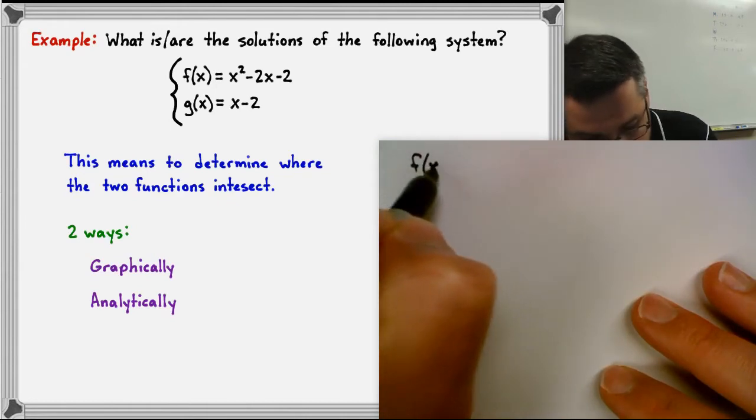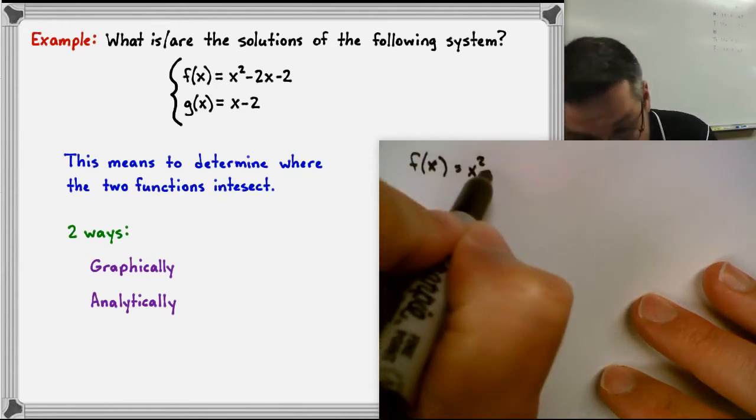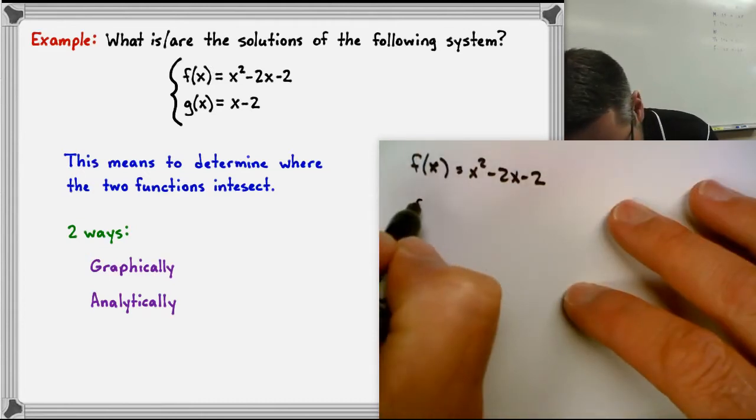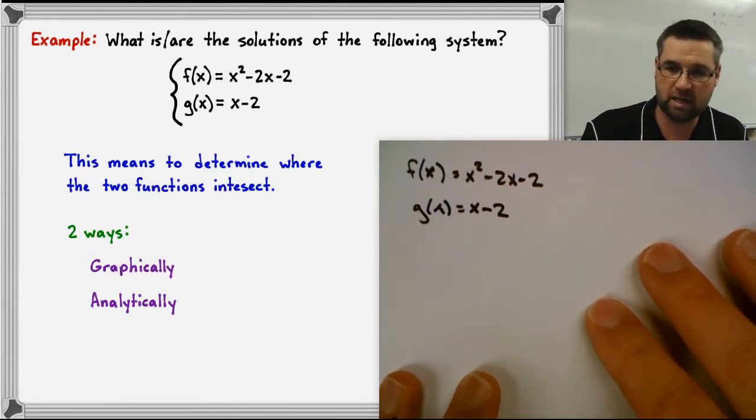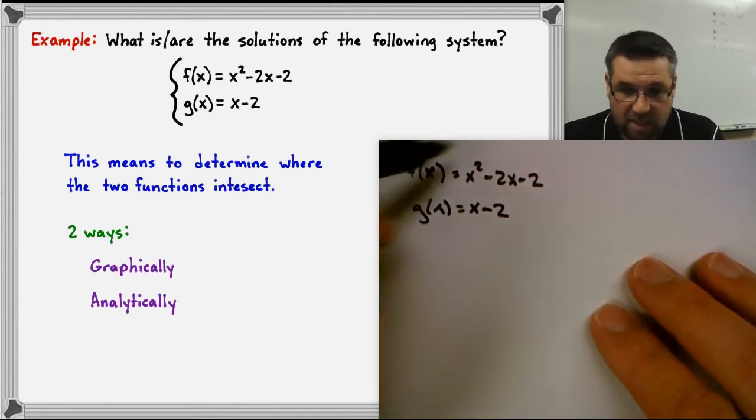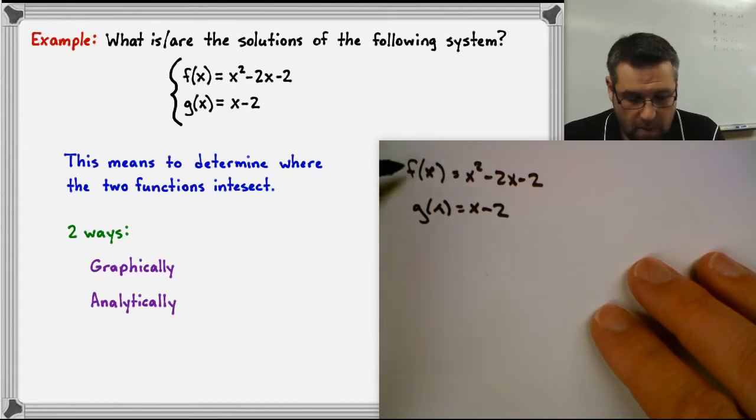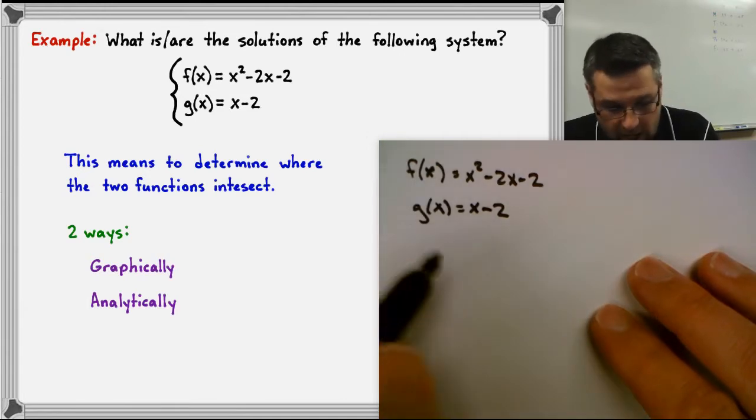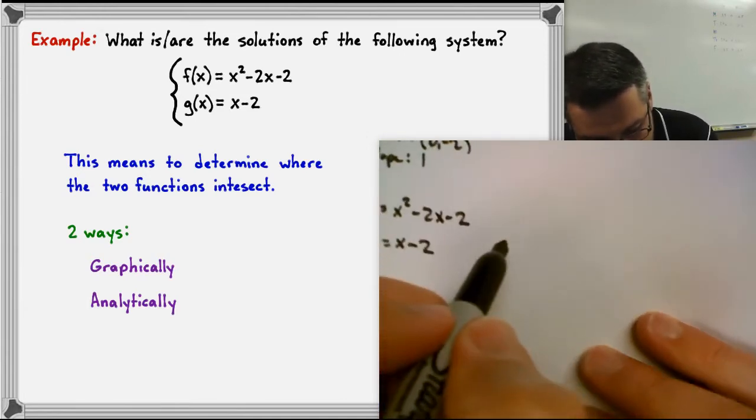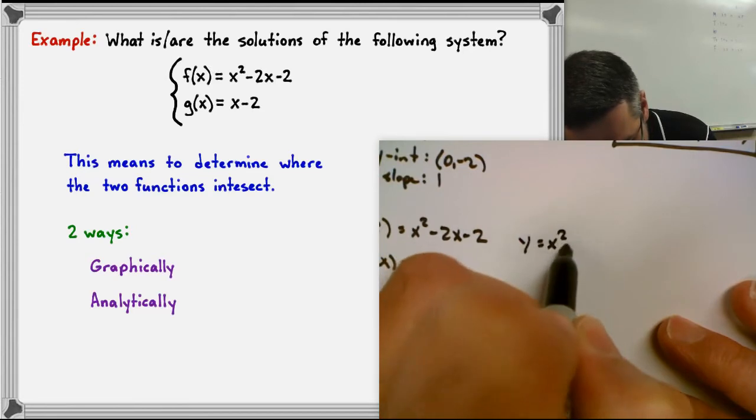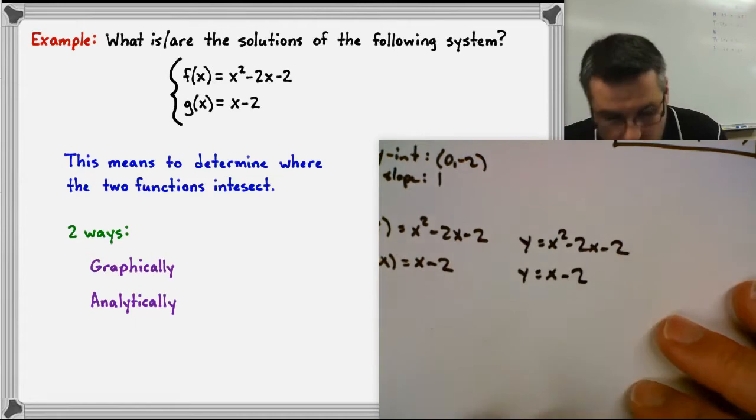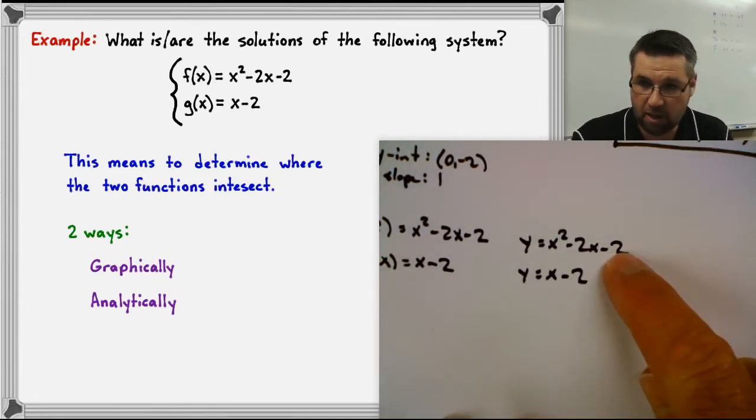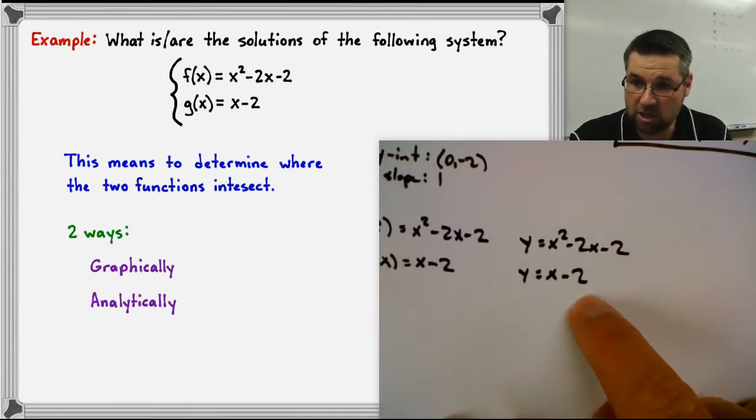Analytically means that we're using the equations. f of x equals x squared minus 2x minus 2, and g of x equals x minus 2. Now, how do we solve this analytically? Analytically means that we need to work with equations. Well, remember that f of x is equal to y, and g of x is also equal to y. So we could rewrite these as something like this. y equals x squared minus 2x minus 2, and y equals x minus 2. Our goal is to figure out where this parabola and this line equal each other.